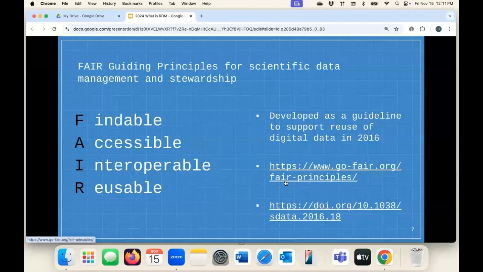FAIR stands for findable, accessible, interoperable, and reusable. It was developed in 2016 specifically for digital data. You can see the two links there. The GO FAIR principles talks a little bit more about what these things are and how we do them. And the DOI link at the bottom is the original statement from 2016.